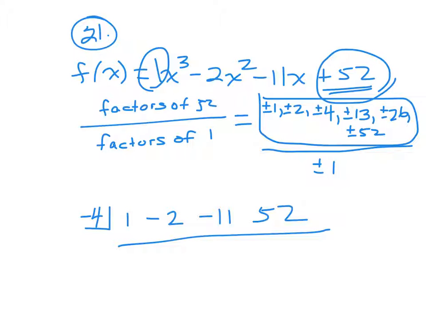So now we're going to do synthetic division, so this gives us a chance to practice that as well. 1 and nothing is 1. -4 times 1 is -4. -2 and -4 is -6. -4 times -6 is 24. -11 and 24 is 13. -4 times 13 is -52. And there's the 0 that we need.